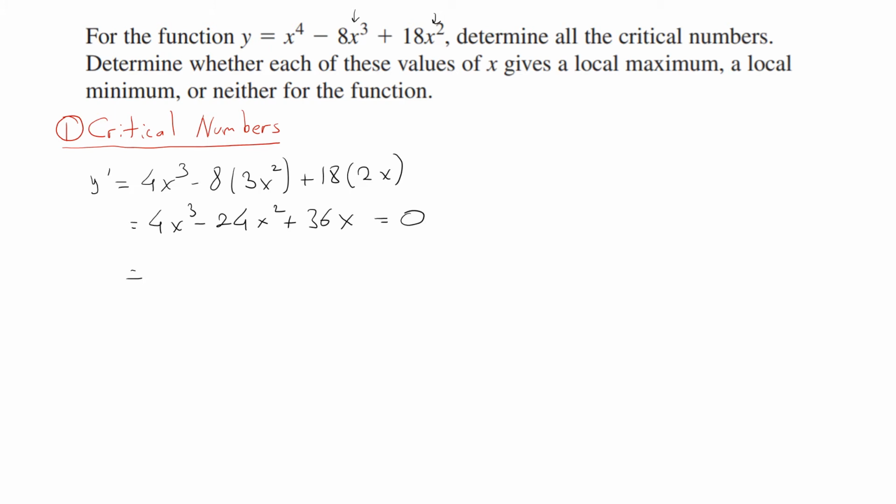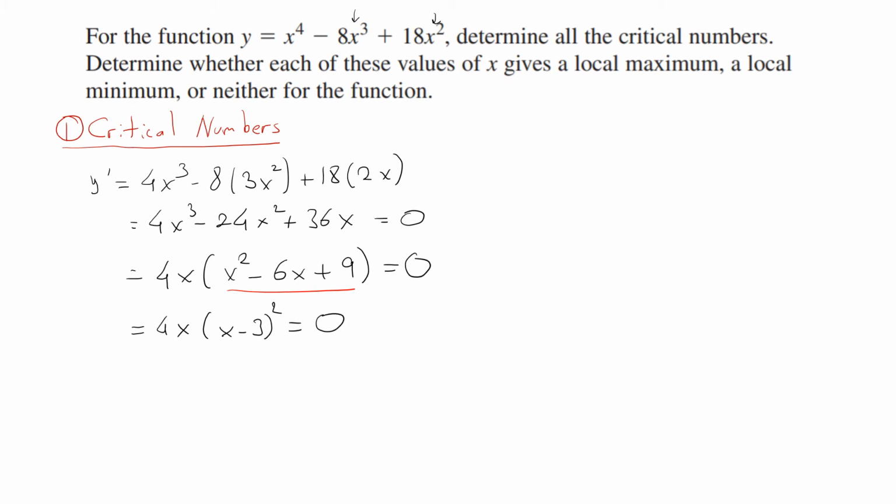That's what I realized. But also, I realized the constants are multiples of 4. So I can also take out the 4 and get 4x, and I'll put in brackets what I have left: x squared minus 6x plus 9. And this will equal 0. Also, I realized I can simplify this right over here, and if I do that, I'm going to get 4x times (x minus 3) squared equaling 0.